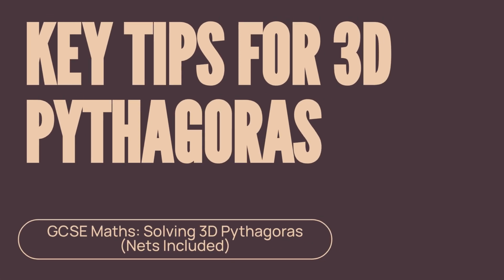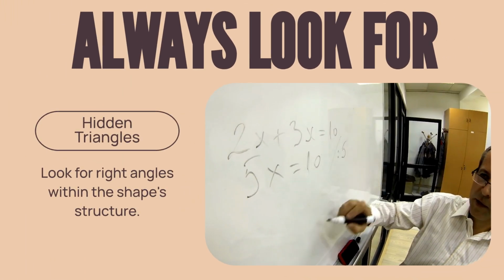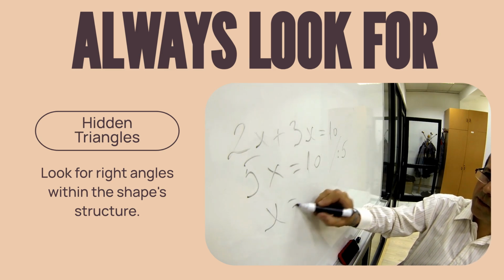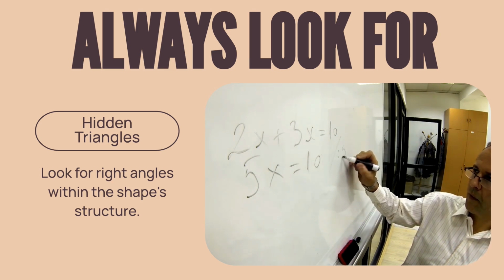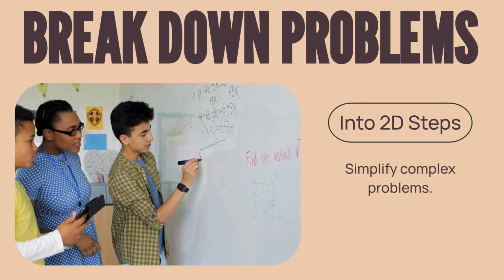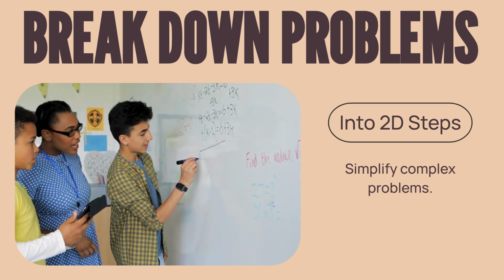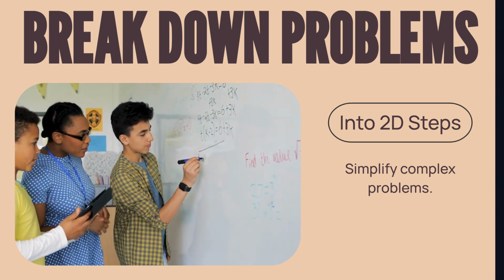Here are some essential tips to master 3D Pythagoras problems. Remember, the key is to constantly look for those hidden right-angled triangles within the 3D shape, even if they aren't immediately obvious. Don't get overwhelmed. Break down complex 3D problems into simpler 2D Pythagorean steps. Solve for one diagonal, then use that to find the next.